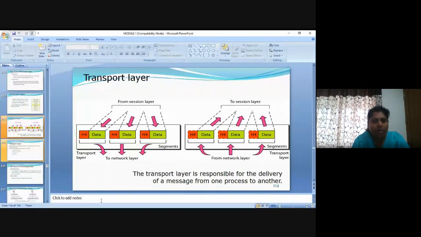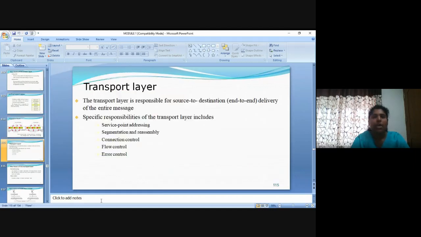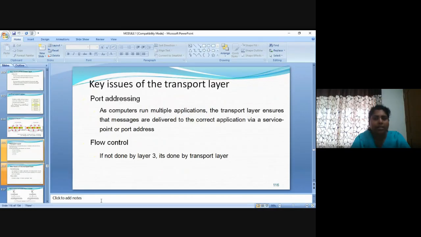The second function is called flow control. Flow control means the transport layer helps in controlling the amount of data being forwarded. Now the third important function is called error control. Error control means they make use of mechanisms called ARQ mechanisms to retransmit the data if some error happens during transmission.